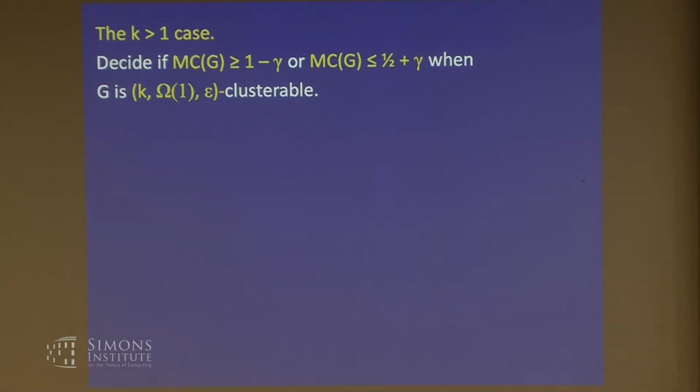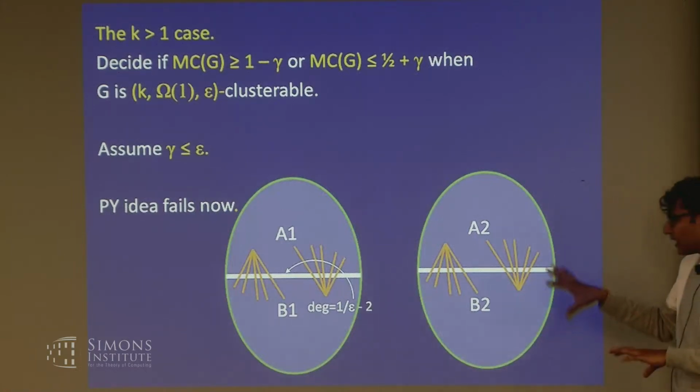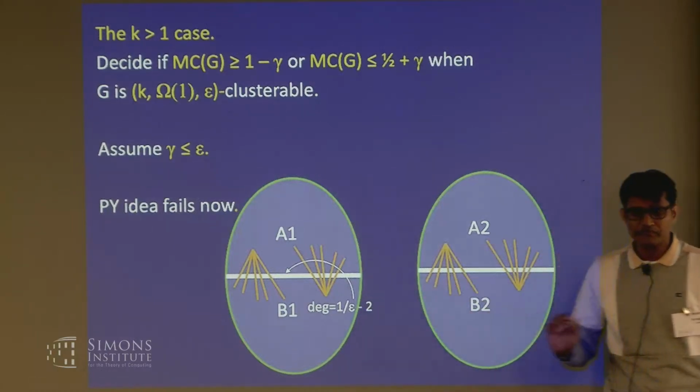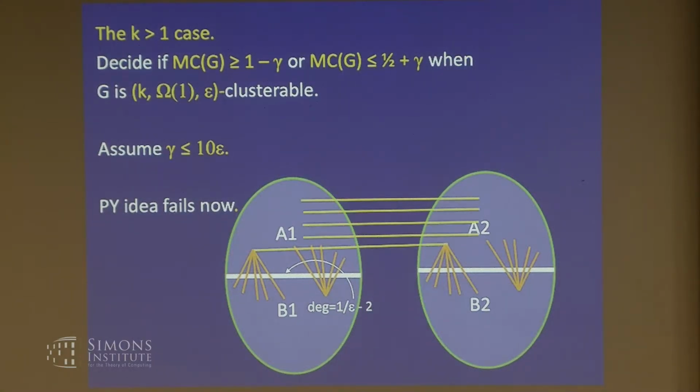So imagine the following situation. For simplicity, imagine that gamma, the cut value parameter, is at most epsilon, or like theta of epsilon, like 10 epsilon or something. All right. So in this situation, let's consider the following instance. I have two isomorphic regular bipartite graphs where the regularity parameter is 1 over epsilon minus 2. Now what I do is connect the vertex subset A1 with A2 via a perfect matching. And I also connect the subset A1 with B2, again via perfect matching. I just add all matchings, like B1 to B2, B1 to A2.